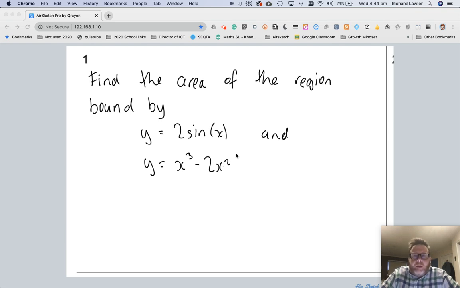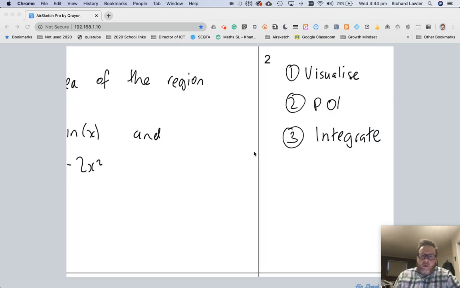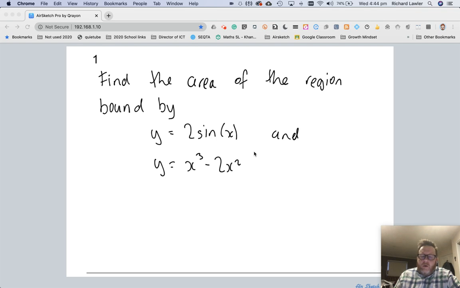Now, we can probably do some of this by hand if we wanted to, in terms of visualizing what 2 sine of x is and visualizing what x cubed minus 2x squared is. But the rest of the steps are going to be a bit tricky to do without a graphics display calculator. So that's what we're going to get stuck into. Just to remind you, though, they're the 3 steps. We want to visualize, we want to work out the points of intersection, and then we want to integrate. So let's switch over to the graphics display calculator.